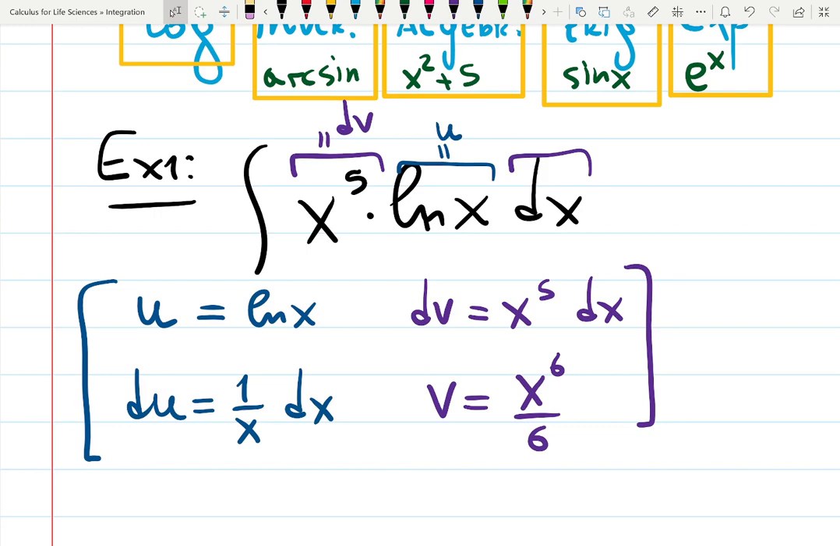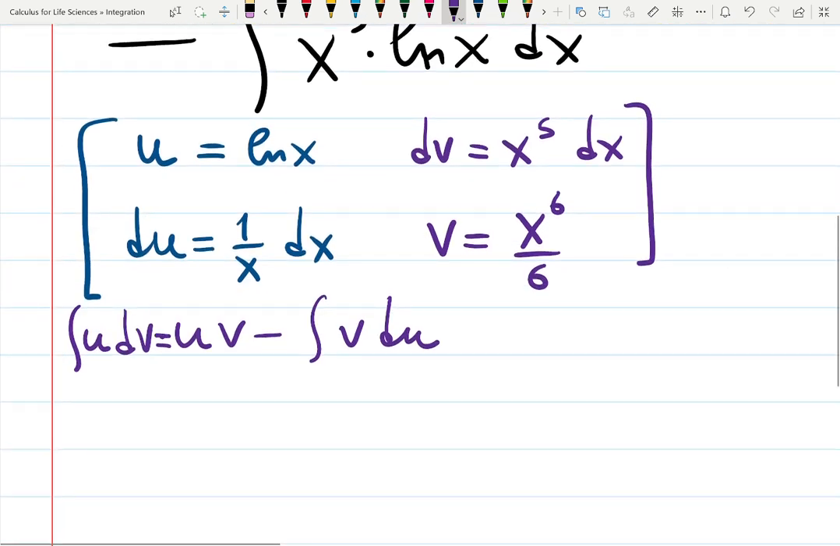Integration by parts. This is a setup. There's a formula. The formula says uv minus integral v du. That is the formula for integration by parts. When you choose something to be u, everything else left over is called dv. So integral u dv is u times v minus integral v du.